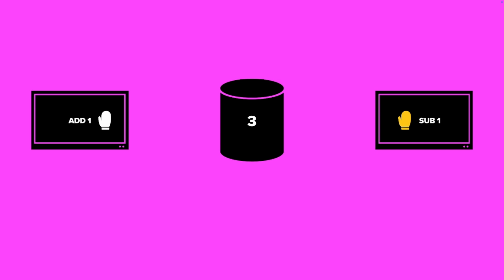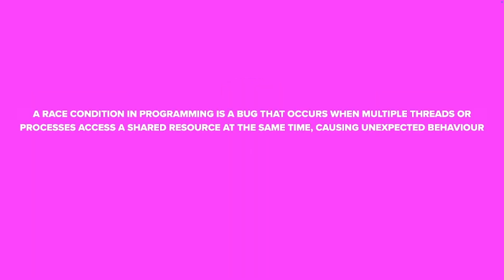But it is not 4. It is 3. 3 is not 4. This is what we call a race condition. So, what is a race condition? A race condition in programming is a bug that occurs when multiple threads or processes access a shared resource at the same time, causing unexpected behavior.